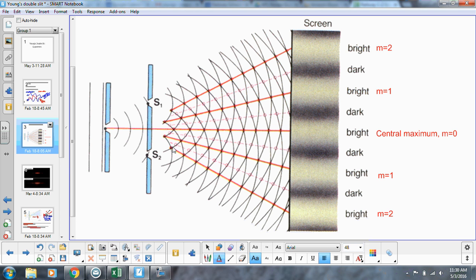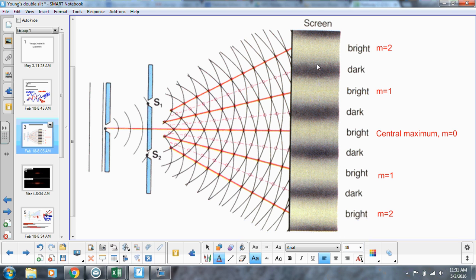So the waves travel towards the screen, and you'll notice there are places where crests are meeting crests and troughs are meeting troughs. And at those places, you're going to have constructive interference, which is where you see a bright spot on the screen. This is our screen here. The one in the center is the central maximum, so m equals 0 when you do your equations later. And then here, along this line, a crest is meeting a trough, and so there's destructive interference, which means that you're going to get a dark fringe right here.